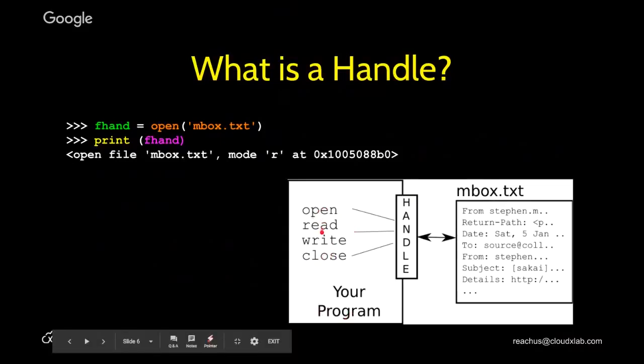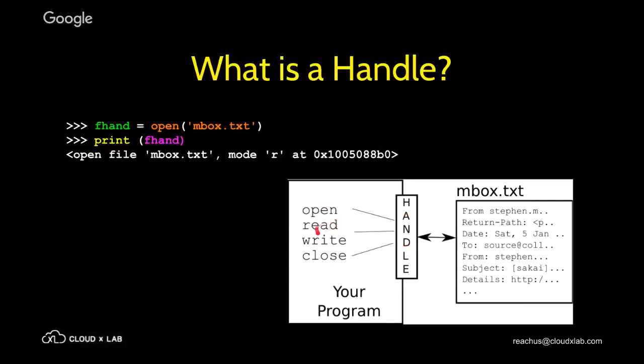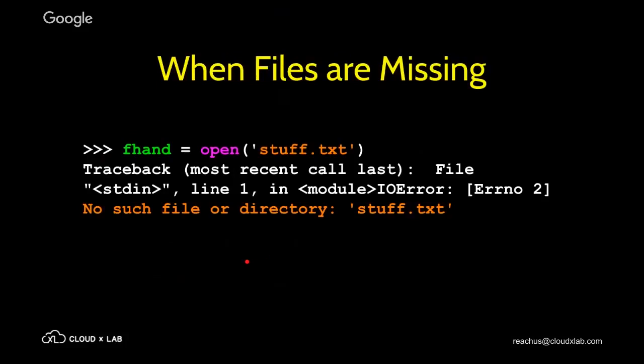Your program can open the handle, read from it, write to it, and close the handle. And the handle internally is talking to the actual disk. You can open the handle, and in case the file is not found, it will throw an error saying no such file or directory.